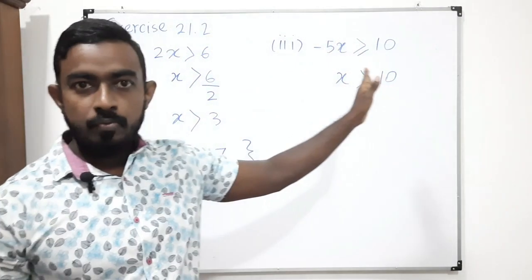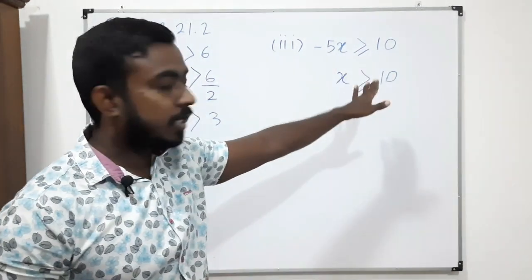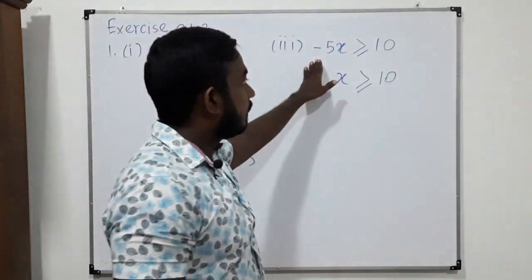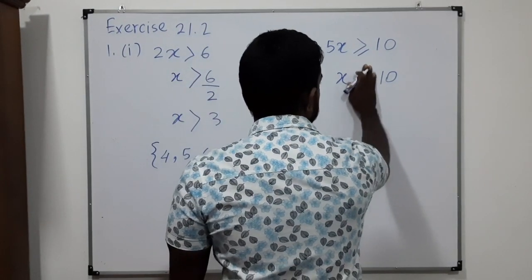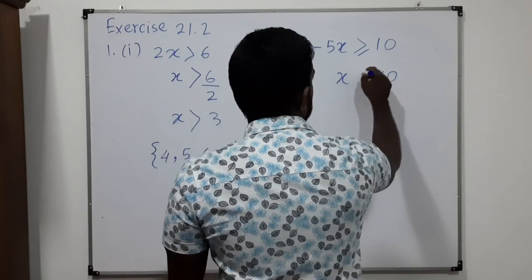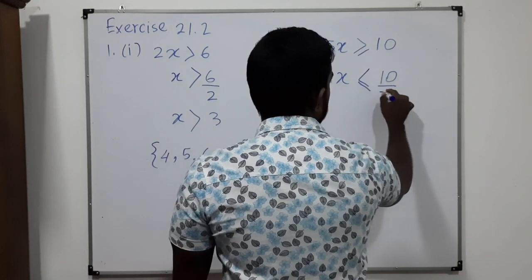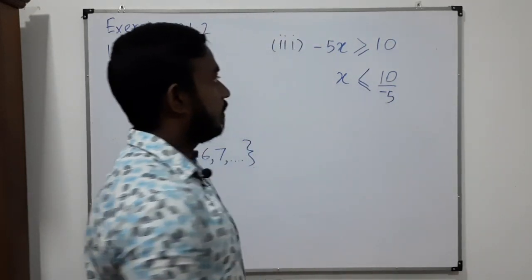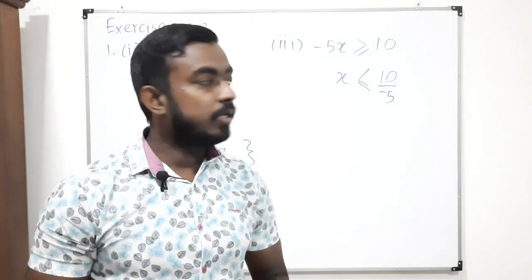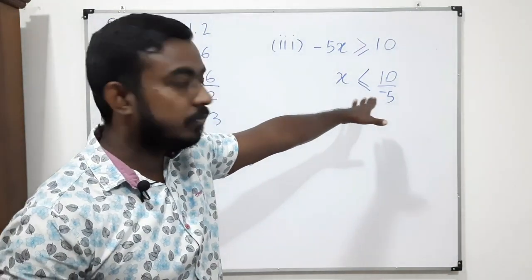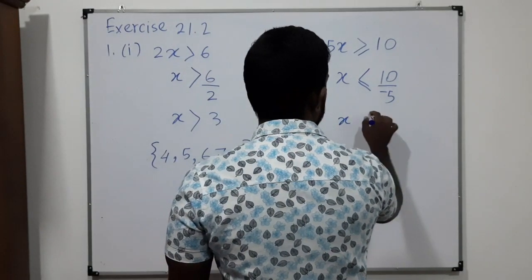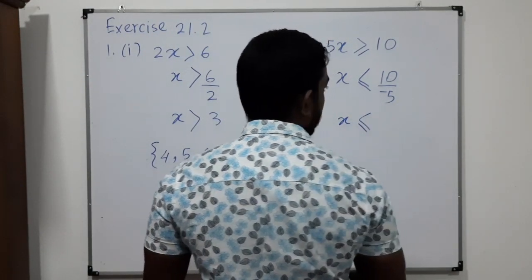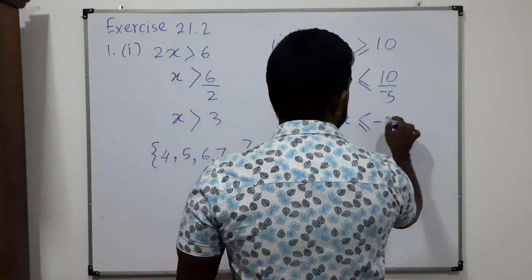I hope all of you remember. Minus 5 goes to the other side. Then it is a negative value. This inequality mark changes to this side. So we can write minus 5. If you know already, then you can change at once when it moves to the other side. Now it is easy. We can write that x is less than or equal to minus 2.